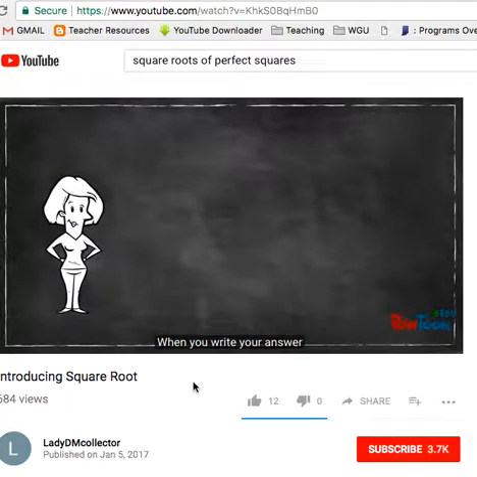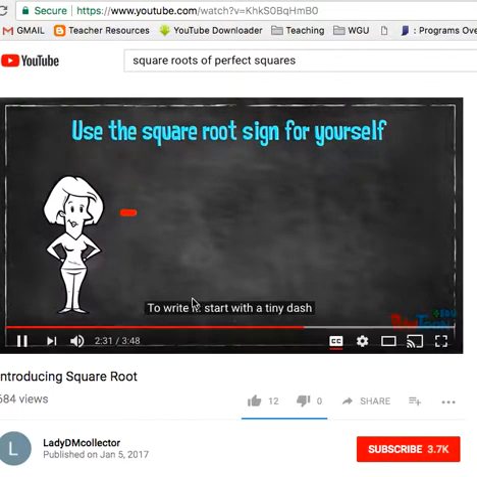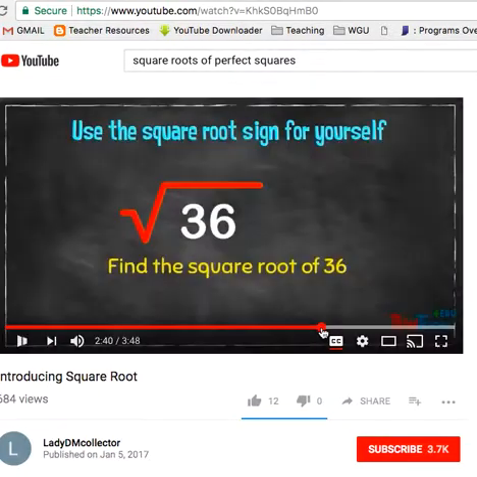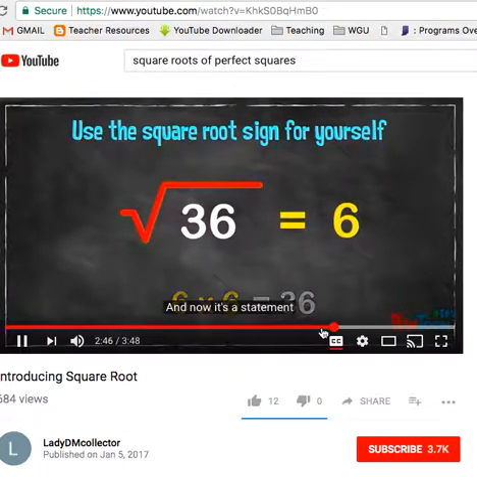When you write your answer, use the square root sign for yourself. To write it, start with a tiny dash, then go into a check. So we're going to keep going. 6. I know that you get 36 from 6 times 6. And now it's a statement. The square root of 36 is 6.